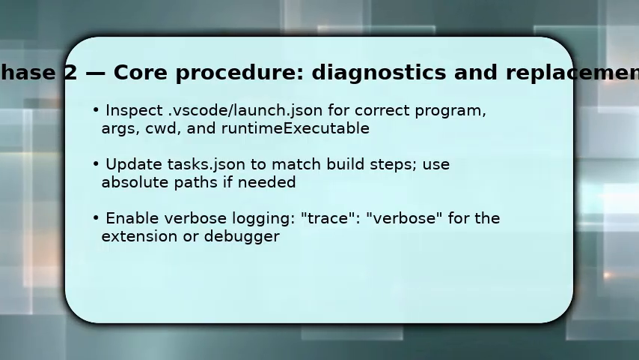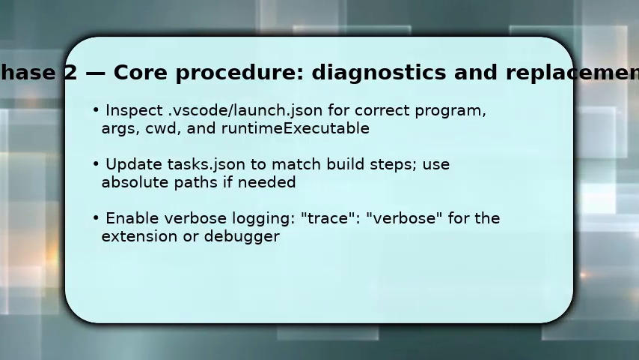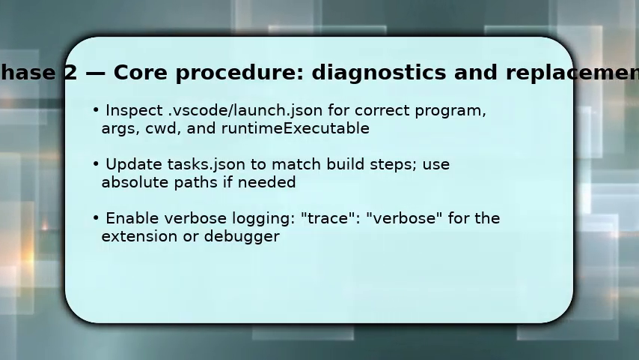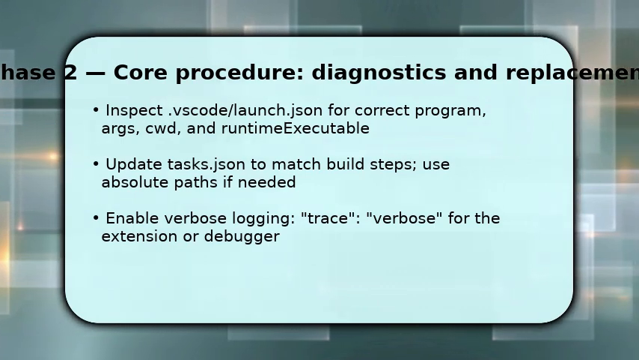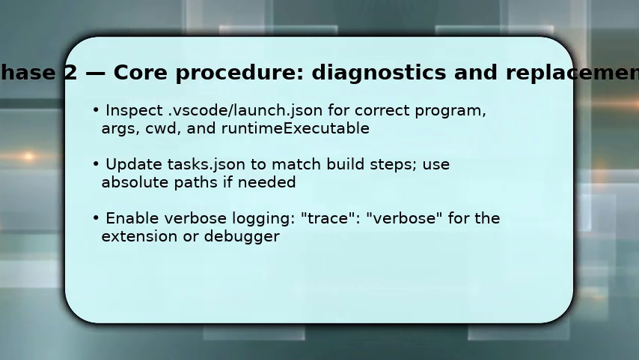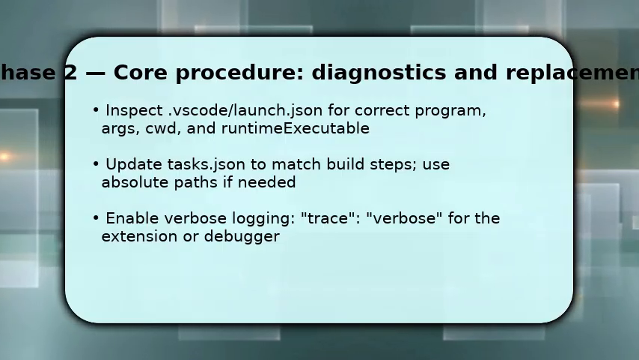This clears path ambiguity. Finally, enable verbose logging for the debugger or extension so you see the handshake between VS Code and the runtime. Those logs explain why a launch failed.